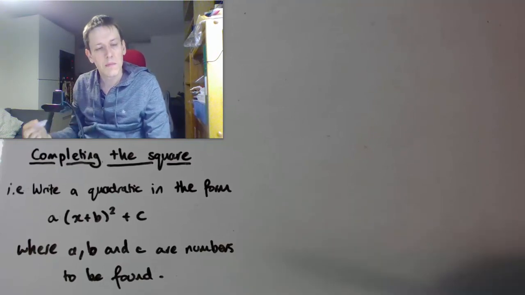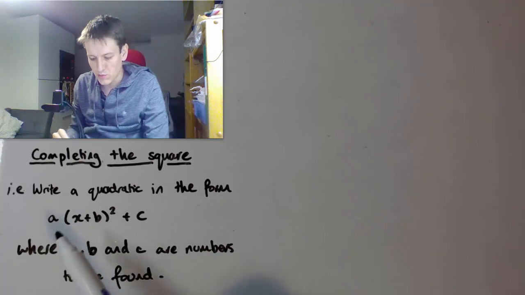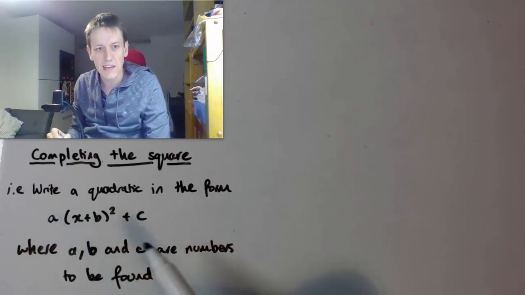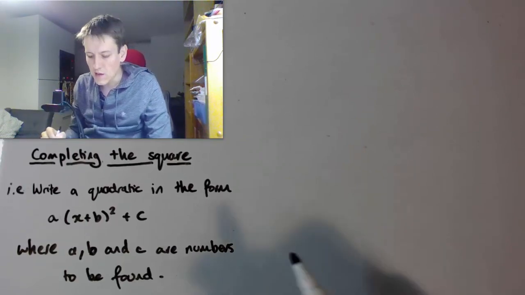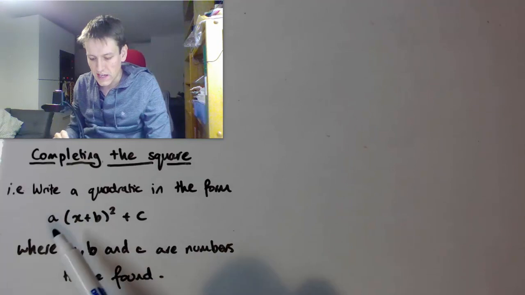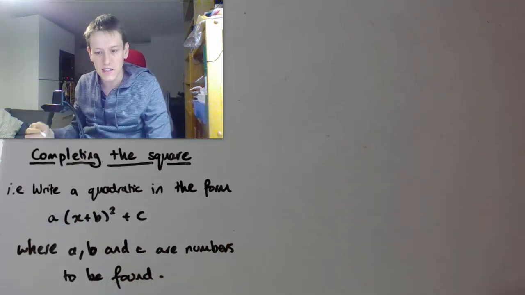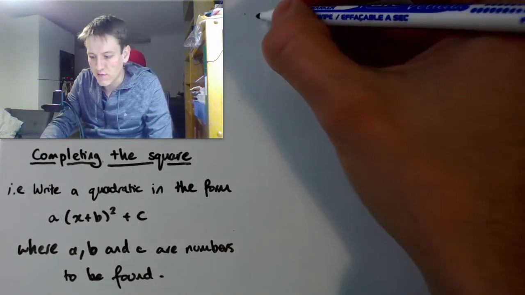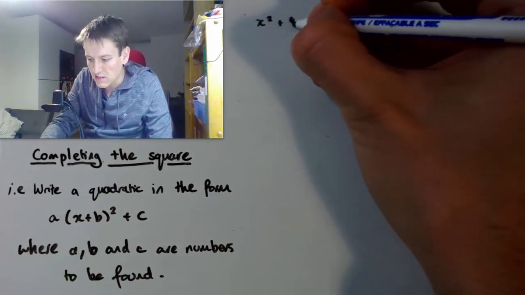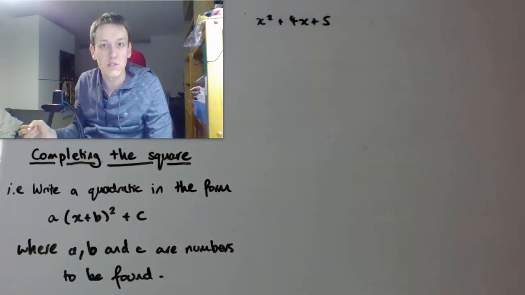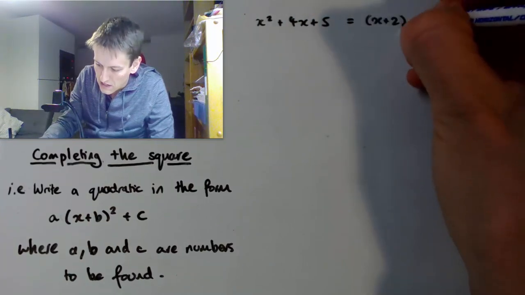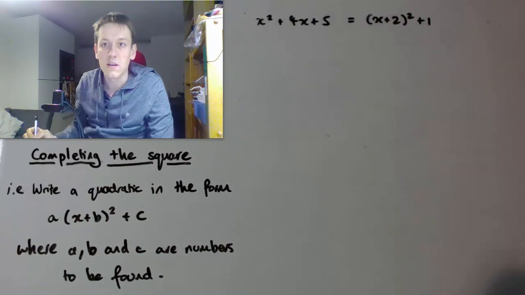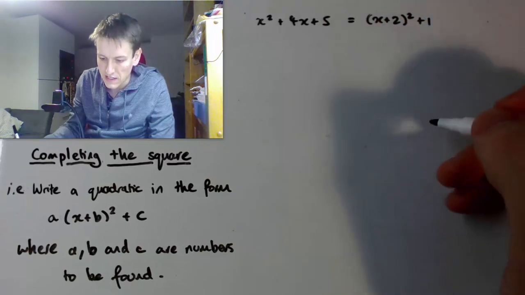So what we mean by completing the square is we want to write a quadratic in the form a times (x plus b) squared plus c, where a, b and c are numbers that we need to find, constants. So really it's equivalent to saying, can you find a, b and c in this problem? For example, if we had x squared plus 4x plus 5 as our original quadratic, then the completed square form would be (x plus 2) squared plus 1. And we'll see how to work this out in a second.